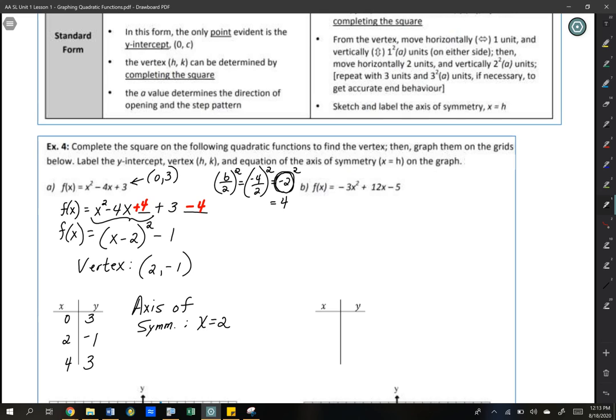Now, this next one's a little tricky because if we're going to complete the square, we need to remove that negative 3. We need to pull that out. Before I do that, I just want to note that we have a y-intercept at (0, negative 5). Right, so I'm going to go ahead and put that in my table. All right, so the next part is setting this up so we can complete the square. But what we have to do is we have to pull that negative 3 out.